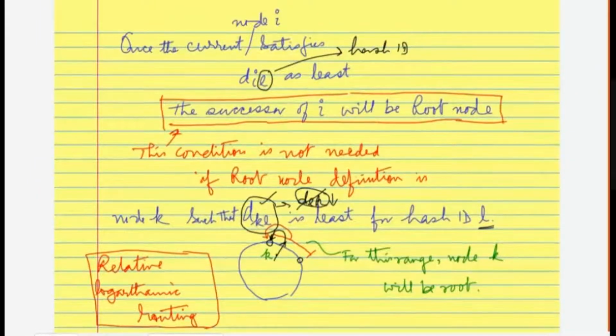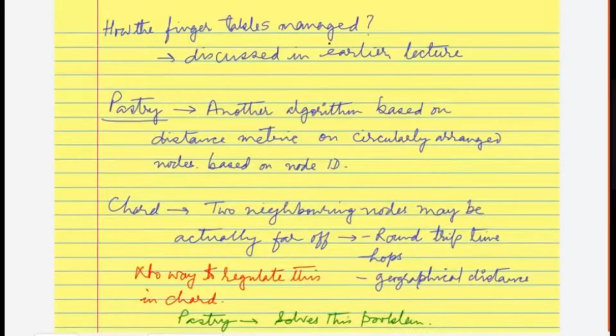In this case only numeric ID based search can happen. I cannot choose based on geometric or actual distances which are closer to me. I need something different. That's what Pastry did. Of course, I had already talked about the finger table management, and this was also part of the previous lecture. Now we are going to use Pastry. This algorithm uses the proximity metric, so the actual distances will also be accounted for. But the root node definition, or the node ID space distance metric, is still based on the circularly arranged nodes. That's a key thing.